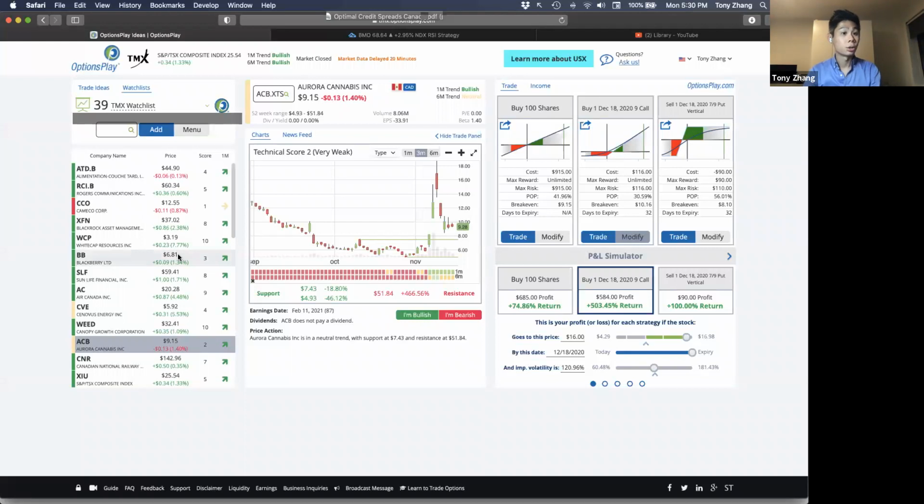Is that a buy to close? Yes, buy to close would be a way to close your position.